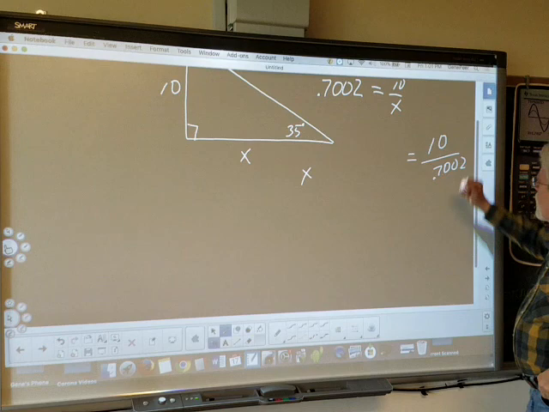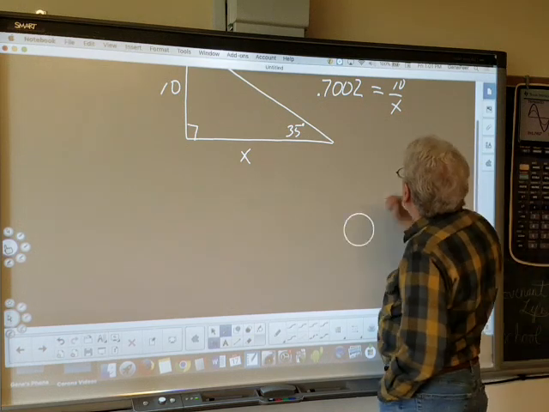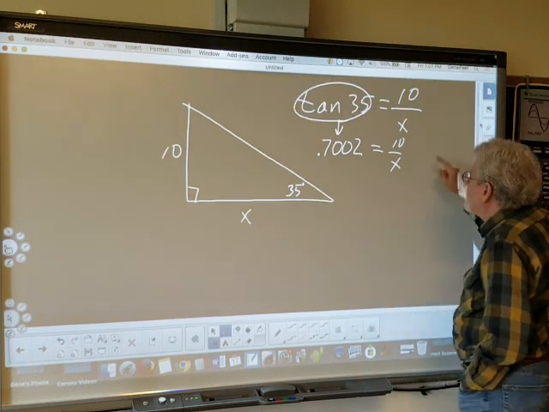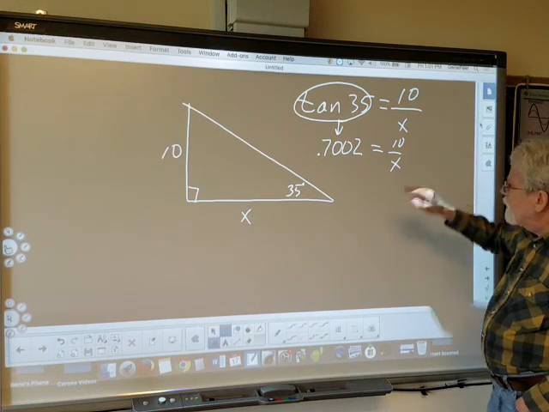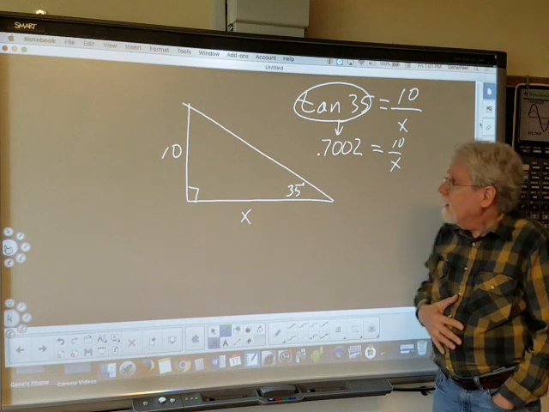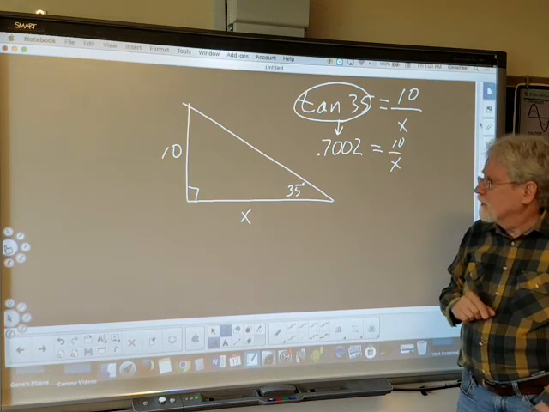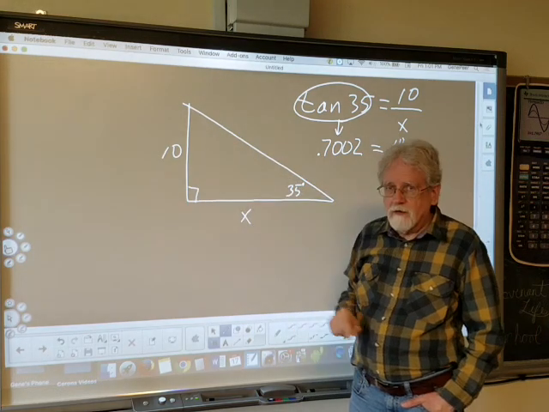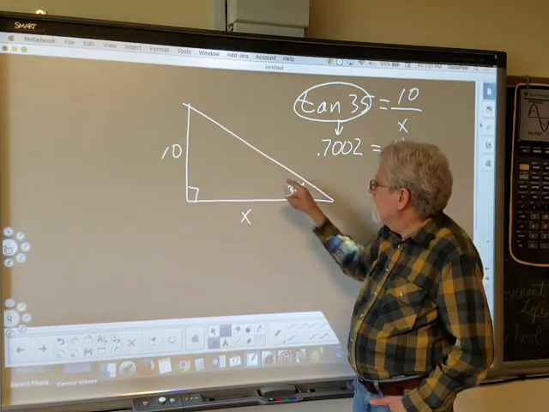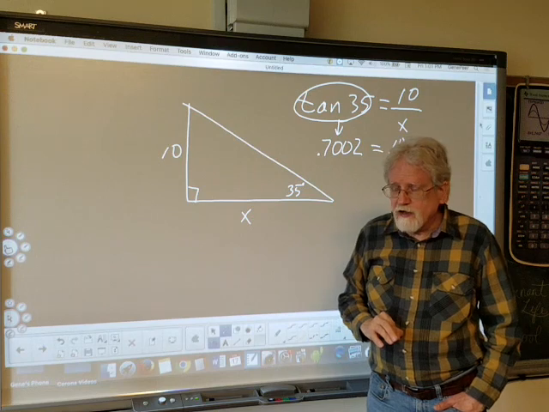There is an easier way though. Suppose you say, oh, Mr., that's such a pain. I'm not going to remember how to do that when the x is in the denominator. I'd rather have the x in the numerator. Yeah, so would I. Hey, how about if we try this trick? If that's 35, what's this? Don't these angles have to add up to 90?